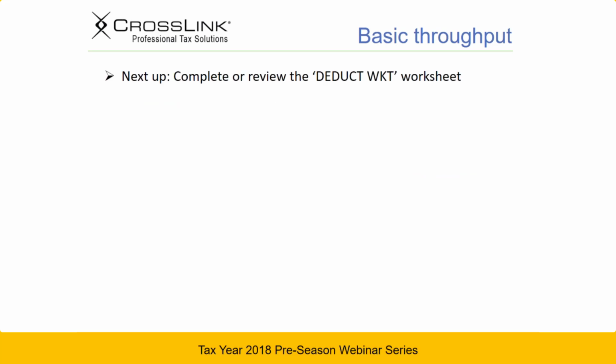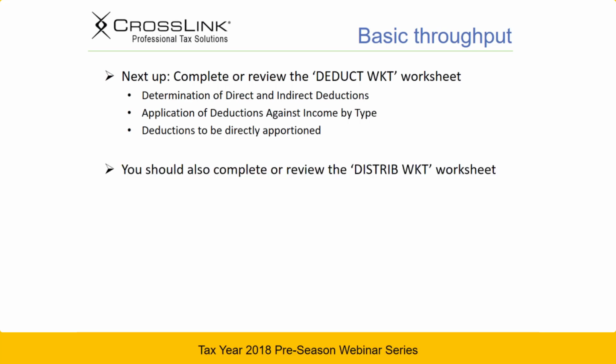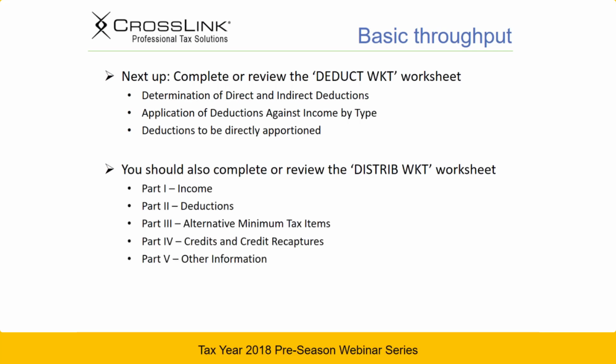Okay. After that, you're going to complete and review the deductions worksheet, and what's found in the deductions worksheet is the determination of direct and indirect deductions, the application of deductions against income by type, and deductions to be directly apportioned. And take a look at this. You should also complete the distribution worksheet, which will complete these different parts. And we talked about part 3 a little bit earlier when we were talking about alternative minimum tax items that you might want to consider.